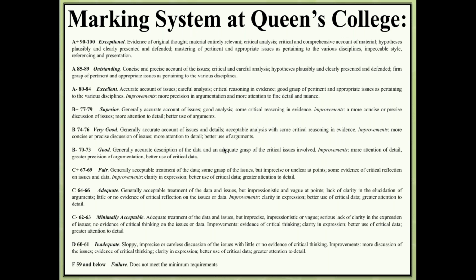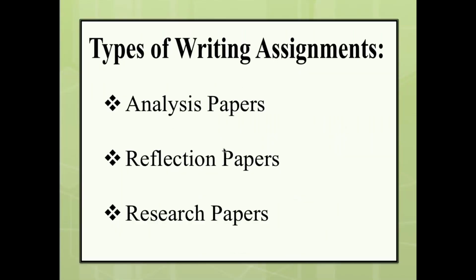Okay. This is also on the Queen's website. In video number 3, we'll look at the same thing again, but I'll give you the site page for it, so that you can reference it again and again. Okay, in terms of the kinds of writing assignments that you should expect to get at Queen's College, there are 3 basic types, and it'll depend obviously on what courses you take: analysis papers, reflection papers, and research papers.